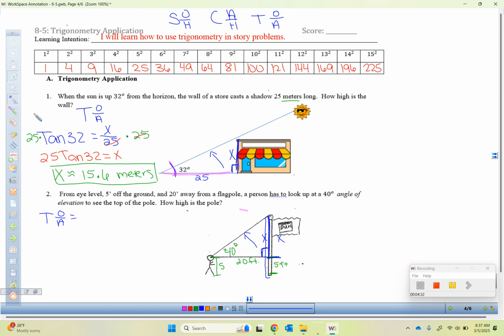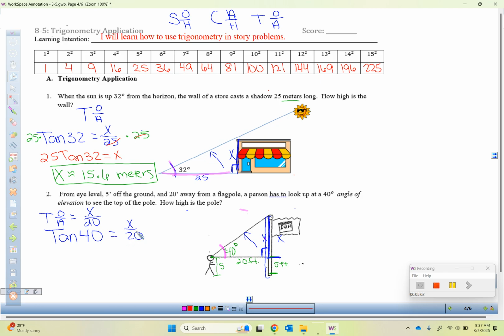Okay? So if this is my angle measure, what is opposite of this? X. What is touching it? What is adjacent to it? 20 feet. Very good. Okay, so we are finding a side. So are we doing regular tangent or inverse tangent? Regular. Very good. So I would set this up. Tangent 40 degrees equals x over 20.